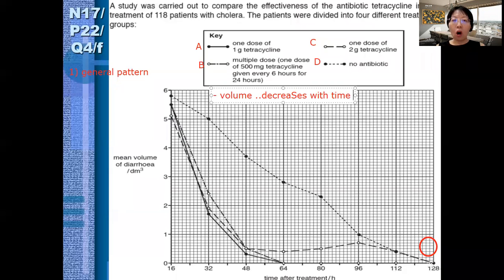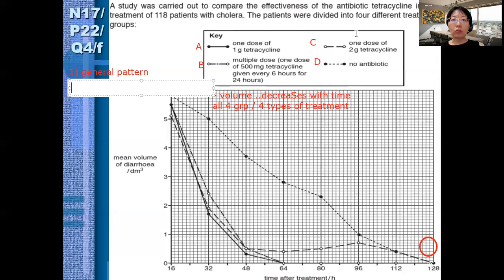Okay, for all the four groups, or all the four types of treatment, where the last one is actually no antibiotic. So this is called the general pattern. Statement number one is to state the general pattern. So after that, what else do you need to write to score the second and third mark?